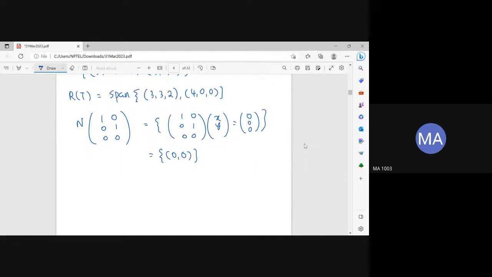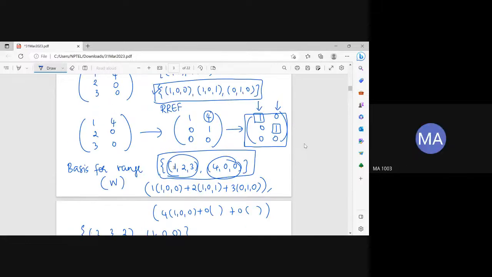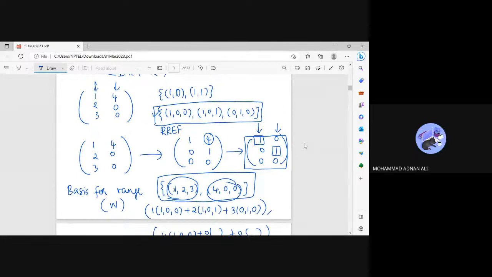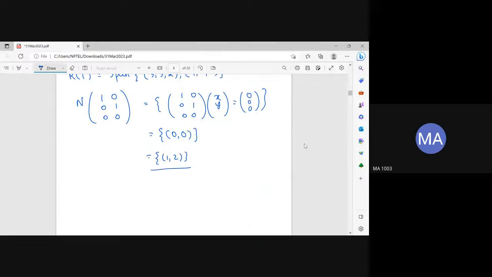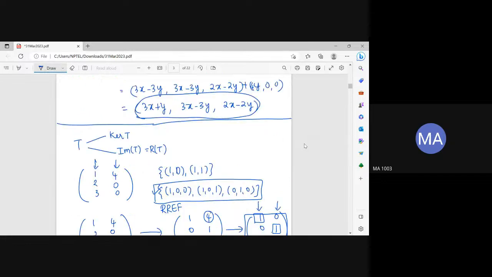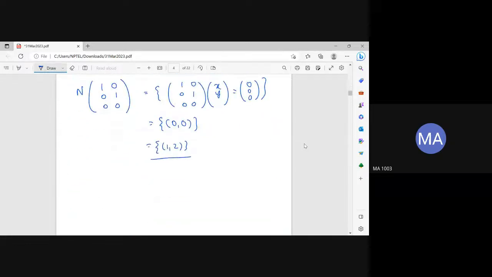Okay, what if the null space was something else? Say it was 1, 2. Then what will you do? We are going to take this as coefficients and multiply that with the basis of the domain. If it's a standard ordered basis, you stop here. Otherwise, you will use this as coefficients for the basis of the domain. Domain was what? 1, 0 and 1, 1. So you'll put 1 times 1, 0 plus 2 times 1, 1, right? So the vector would be 3, 2.